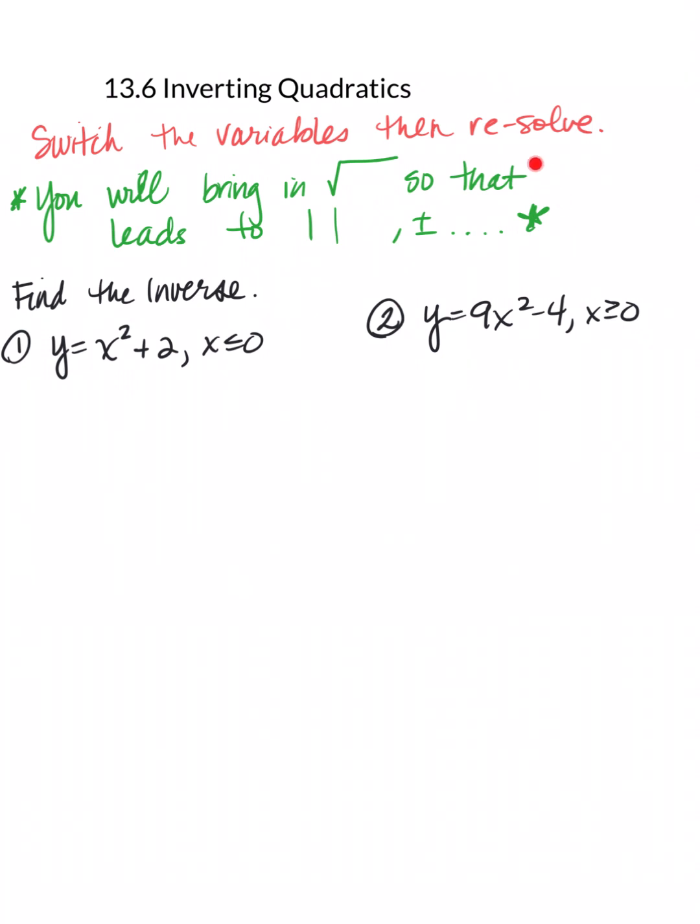However, I just want to give you this little note, so write this down. You are going to end up bringing in a square root. You have to put that in there. So that means you're going to have to pay attention to the absolute value bars, which means you'll have a plus and minus in your answer.